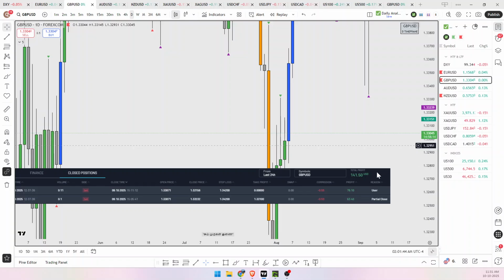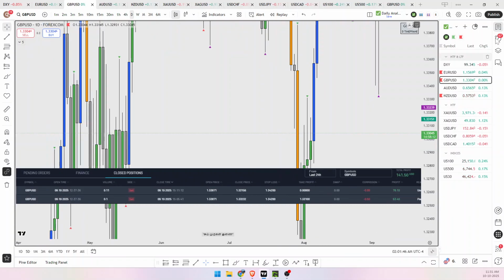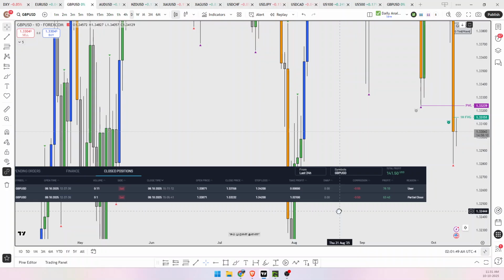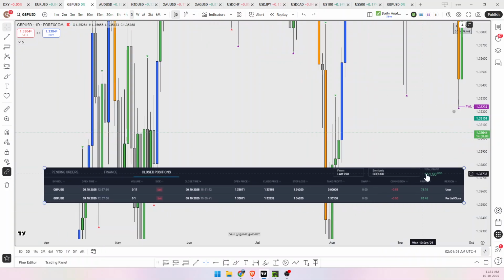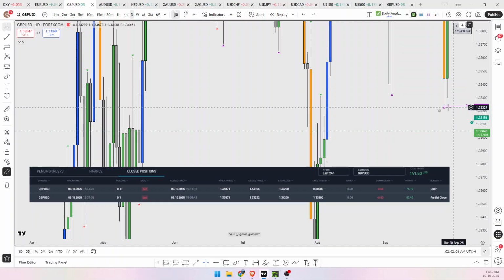So this is the real trade that we took in GBP. It was a nice trade. We booked around 1:2, and we made around $70 for this trade. I took a partial when the nearest swing low was taken out, and then we booked completely once price reached this previous week low.